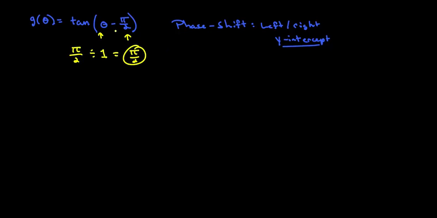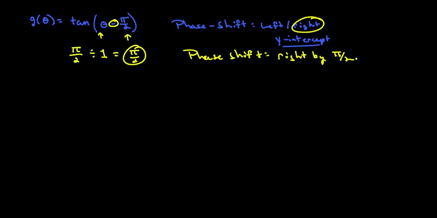Now the question is, is it left or right? Since this is negative, it's a movement to the right. You do the opposite of what you would think. So this is going to take our tangent function and move it to the right. So our phase shift is to the right by pi over 2, which is 90 degrees.